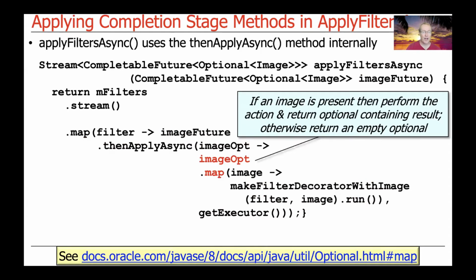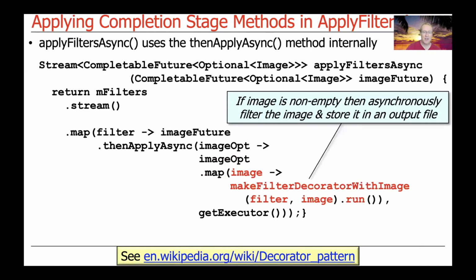Now, this is a bit more complicated action that gets registered, but what it's doing is it's using the image optional, which again will be used to ignore cached images. So let's say, just for sake of argument, that it's a non-cached image, so it's actually going to do some work. In that case, when the map method is called, the map method is also given a lambda expression. And what will happen here, if the image is non-empty, then we're going to asynchronously filter the image and store it in an output file.